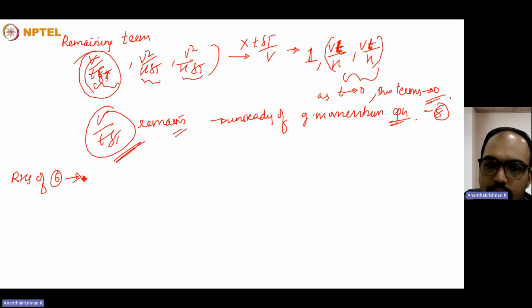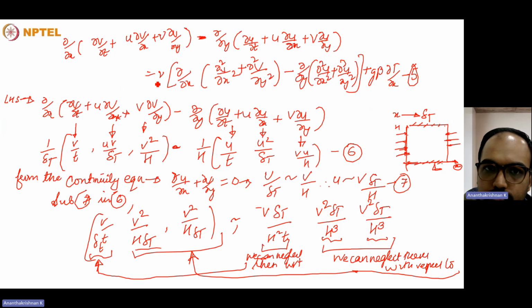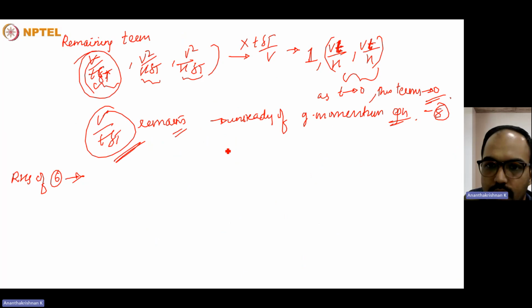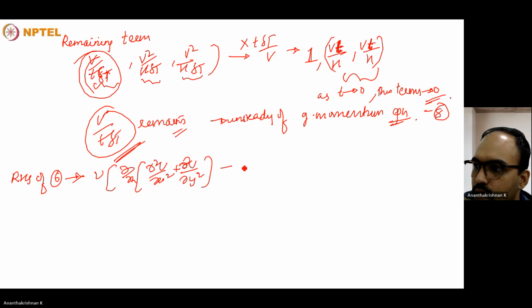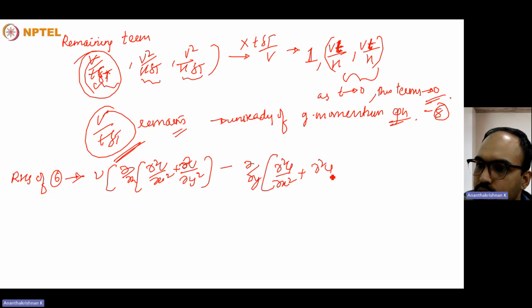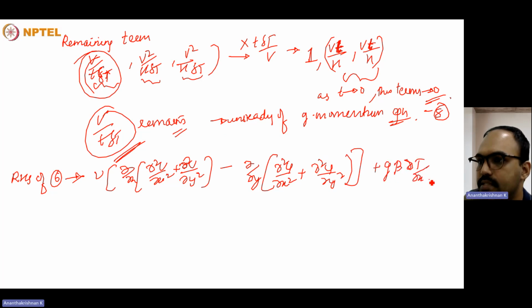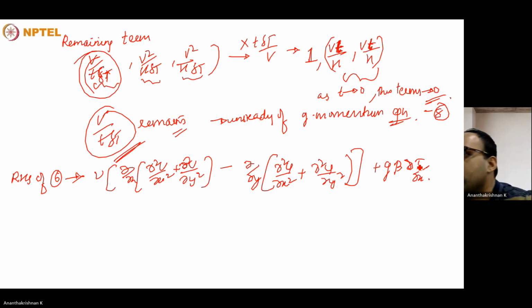So the RHS of equation 6 corresponds to this part. That will be equal to nu into dou by dou x of dou squared v divided by dou x squared plus dou squared v divided by dou y squared, minus dou by dou y of dou squared u divided by dou x squared plus dou squared u divided by dou y squared, plus g beta delta t divided by delta x. So we will do a similar kind of scaling analysis here as well.